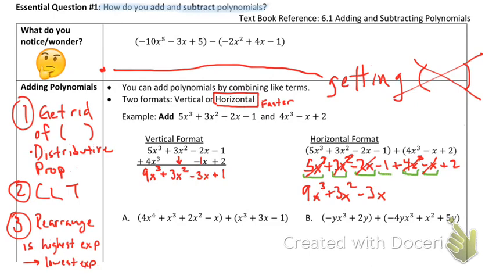of everybody. So now I have the constant negative 1 and the constant positive 2, and when we combine those, again, common mistakes are messing up with adding, subtracting positive and negative. So positive 2, negative 1, that's going to be positive 1. And there you go. This would be our final answer, and this is how you do horizontal format.